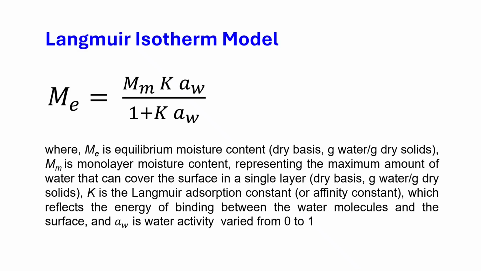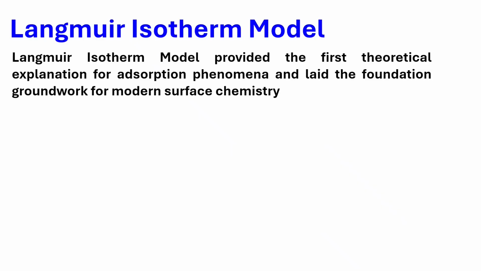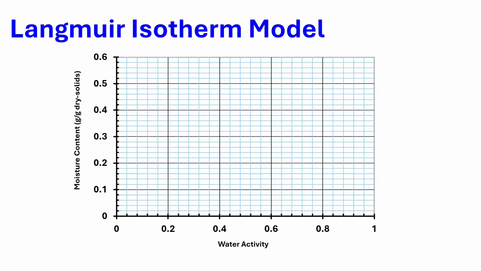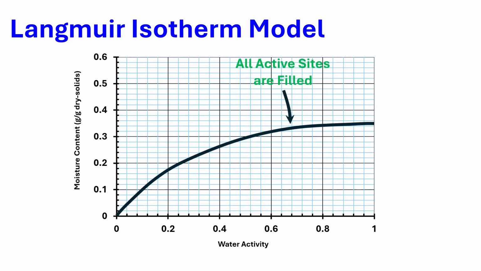K is the Langmuir adsorption constant or affinity constant, which reflects the energy of binding between the water molecules and the surface. And Aw is the water activity varied from 0 to 1. Langmuir isotherm model provided the first theoretical explanation for adsorption phenomena and laid the groundwork for modern surface chemistry. We can observe the graphical representation of Langmuir isotherm in this graph. Moisture initially increases and then reaches a constant value when all active sites are filled.